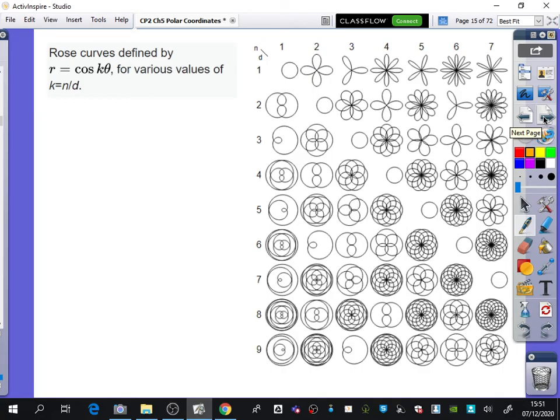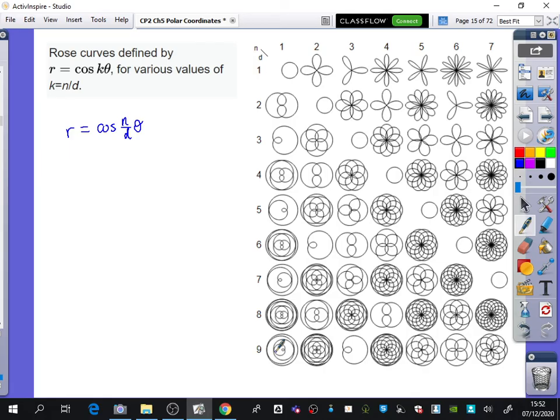And these Rose curves all come from polar coordinates, these ones are an example. They are all r equals cos of k theta. And actually, I suppose we could rewrite that with the extra information they've given us. These are all r equals cos of n over d theta. And running along the top here are the n values, and then running down here are the d values.